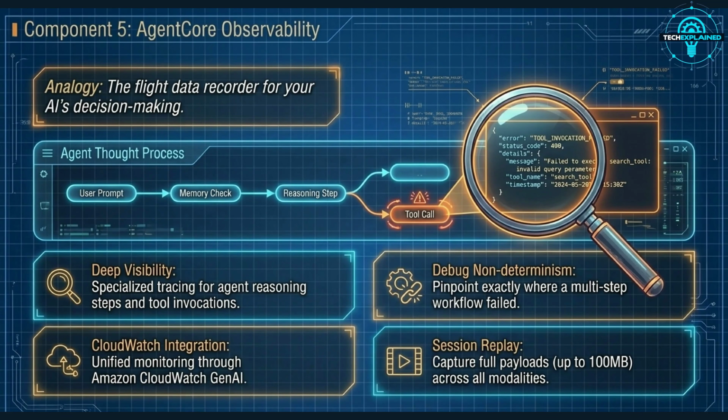For production systems, this isn't optional. It's essential. You can't improve what you can't measure, and you can't debug what you can't see. Takeaway: observability is your window into agent behavior. It's how you maintain confidence and control in production.